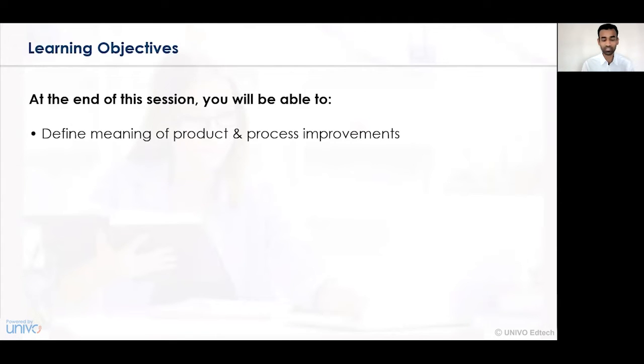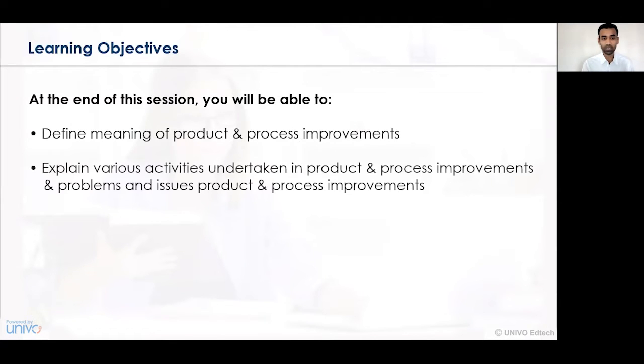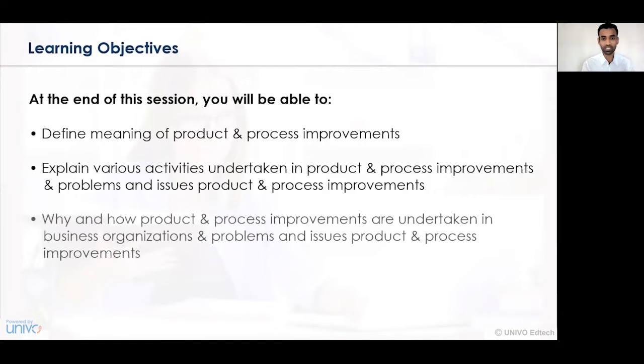what we mean by product and process improvements, what the various activities undertaken in terms of product and process improvements are, and what the various problems and issues associated with the concept of product and process improvements are. Simultaneously, we'll also understand why and how product and process improvement activities are undertaken in a business organization and how to overcome those problems.